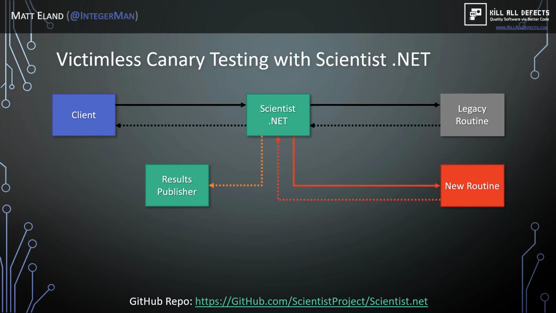I like to use exception logging services like Raygun.io or Rollbar or things like that, where you can actually track these exceptions as they come in with details on the request and just kind of nerd out over the frequency and patch them at your leisure. And once you're really sure that everything's good, then you can remove the legacy routine in Scientist.net from the picture entirely and just use the new routine.